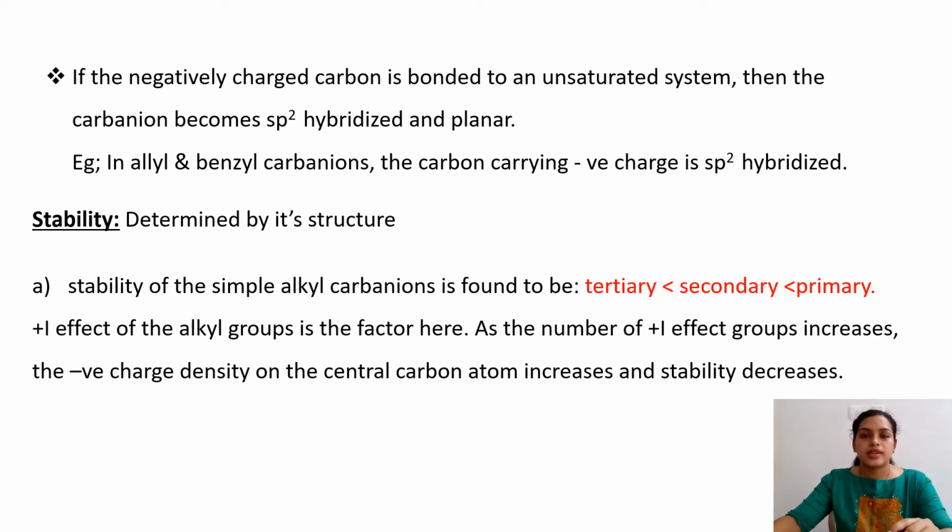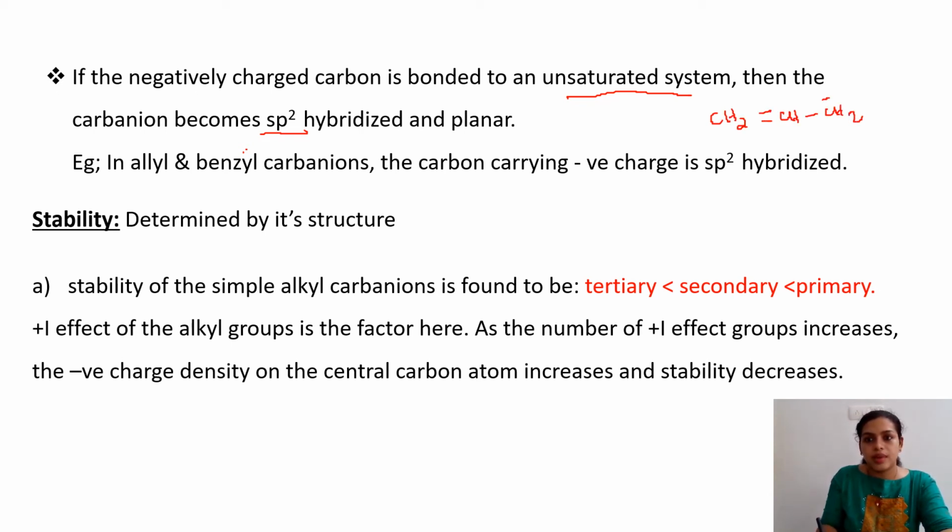And another point, if the negatively charged carbon is bonded to an unsaturated system, the carbanion becomes sp2 hybridized. For example, in the case of an allyl system, CH2 double bond CH CH2 minus. Here, the carbon carrying negative charge is attached to an unsaturated system. So, in the case of this example, this carbon carrying negative charge is not sp3, but it is sp2.